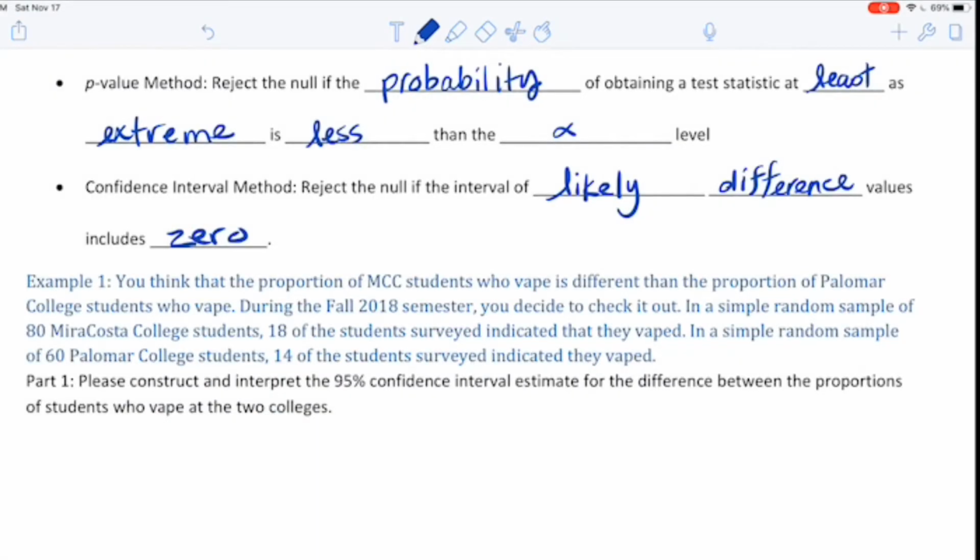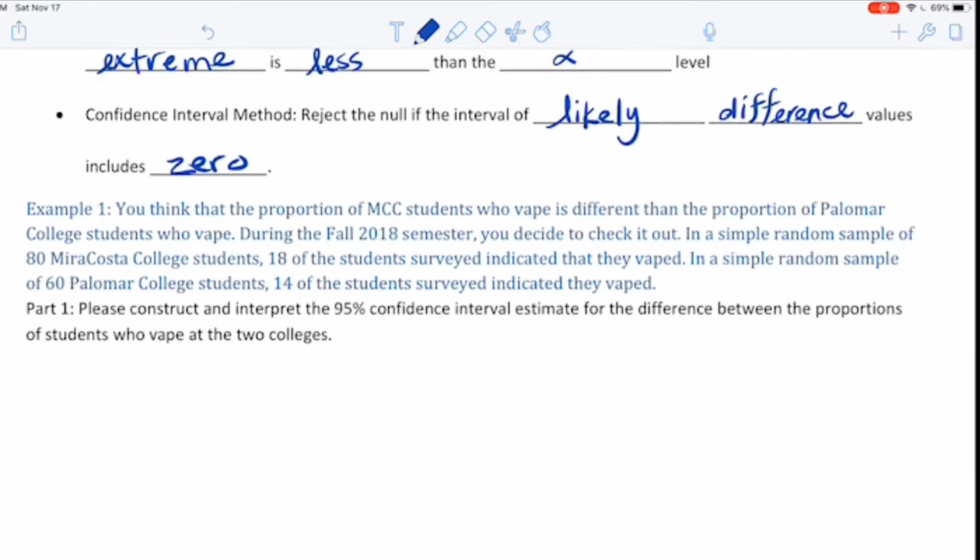Example 1, you think that the proportion of MiraCosta College students who vape is different than the proportion of Palomar College students who vape. During the fall 2018 semester, you decide to check it out. In a simple random sample of 80 MiraCosta College students, 18 of the students surveyed indicated that they vaped. In a simple random sample of 60 Palomar College students, 14 of the students surveyed indicated they vaped. Now, I'm going to add on to here that we assume the 2 samples are independent, because there is overlap in the students attending the two schools.